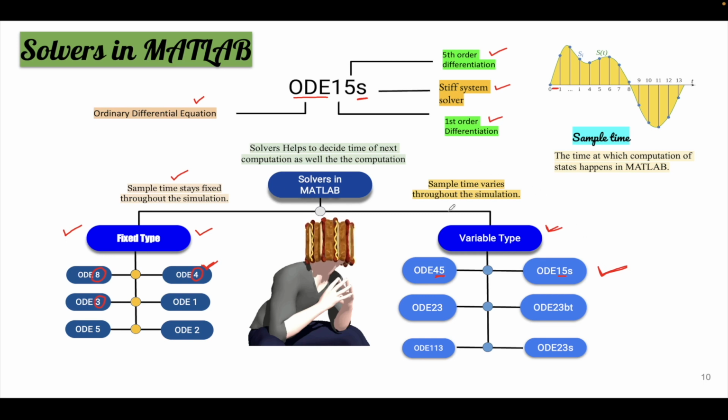So this is the solver types and how you will be able to read the nomenclature of the solvers, and this is how you can interpret any solver name. If S is there, then it will be a stiff solver. If two orders are there, then it could be a variable type solver, and if one order is there, then it will definitely be a fixed type solver. So that is how you can distinguish which type of solver is being used and what is the job of the individual solver that you are using.